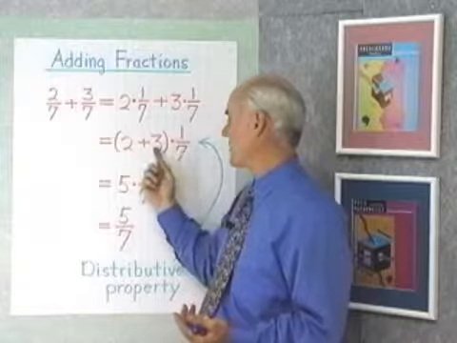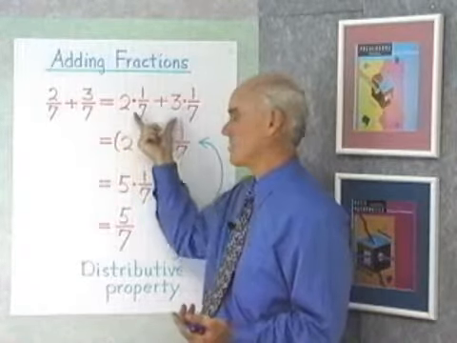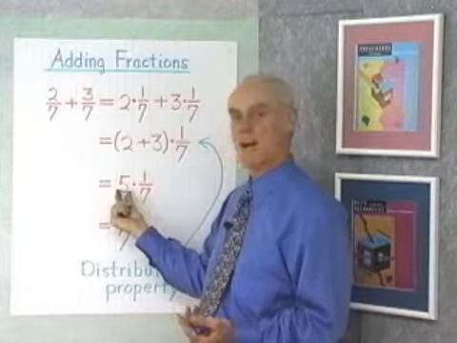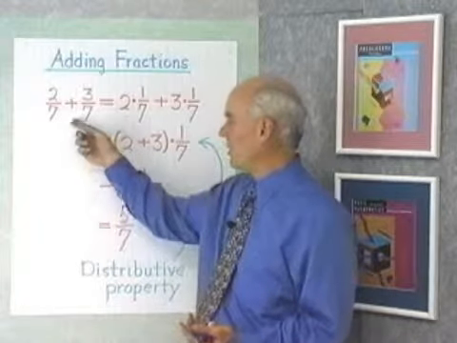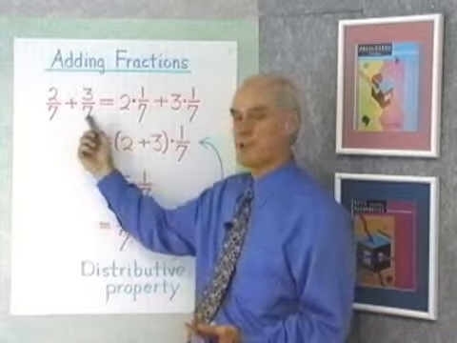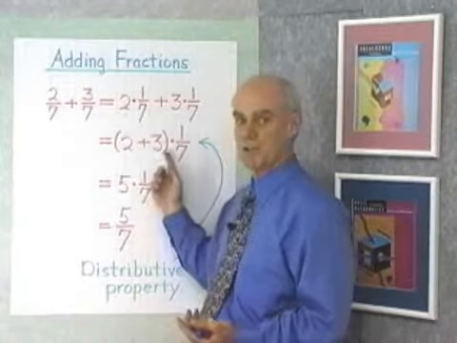Now 1/7 times 3 is this. 1/7 times 2 is this. So I know this expression is equivalent to this one. Now when I add 2 and 3, I end up with 5. 5 times 1/7 then is 5/7. So following this line of reasoning right here, you can see that 2/7 plus 3/7 is 5/7, and the reason why is because of the distributive property.